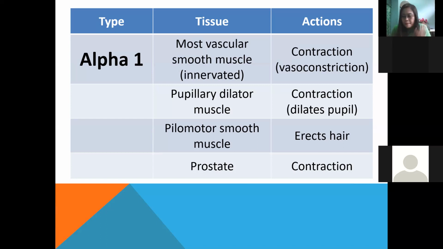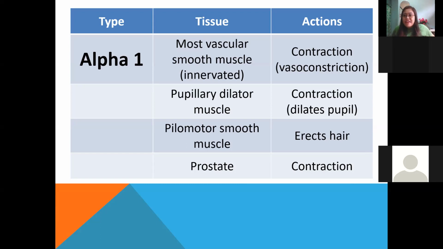So ang major location kung asa pinakadaghan makita si alpha-1 is actually mostly sa mga vascular smooth muscles. And I'm talking about the blood vessels. So, ang mga alpha-1 receptor sa blood vessel, pag na-activate na sila, mag-contract na sila. So if this is the blood vessel, pag contract nila, ang meaning ana mo-constrict. Kay ang muscles man mo-contract, so ang opening kung asa mag-flow ang blood, mugamay.